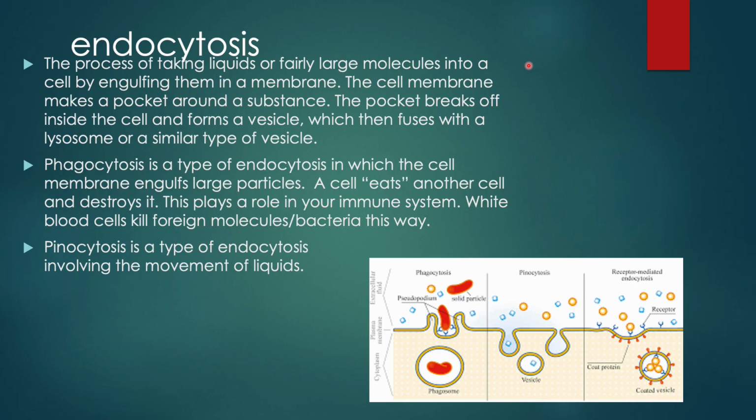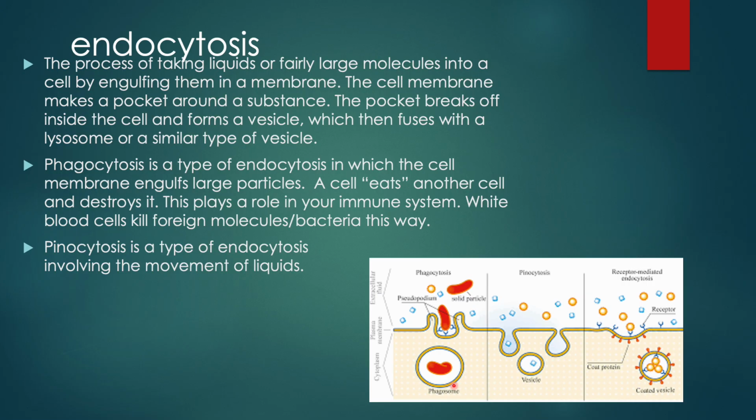Endocytosis, think in, things moving into the cell. This is a process of taking either liquids or fairly large molecules into a cell by engulfing them in a membrane. If you look at the diagram at the bottom here, you can see where we have a particle and it is getting engulfed by the membrane. That membrane is going to wrap around, fuse together to close, and then pinch off and form a vesicle moving into the cell where it needs to go.